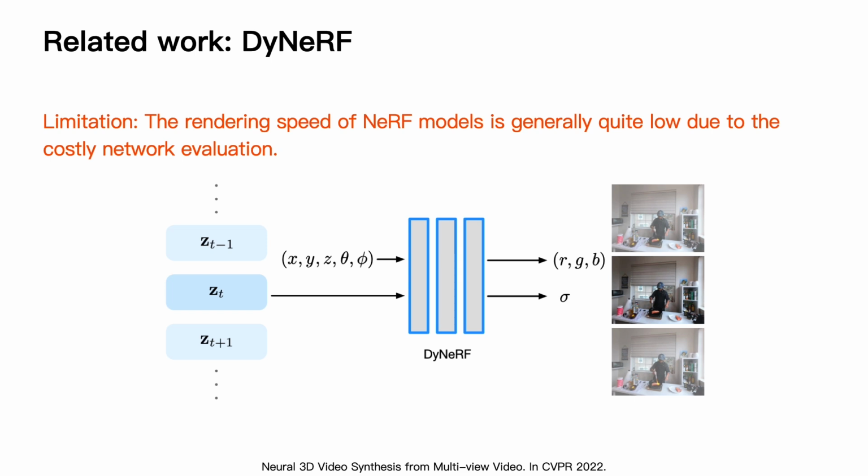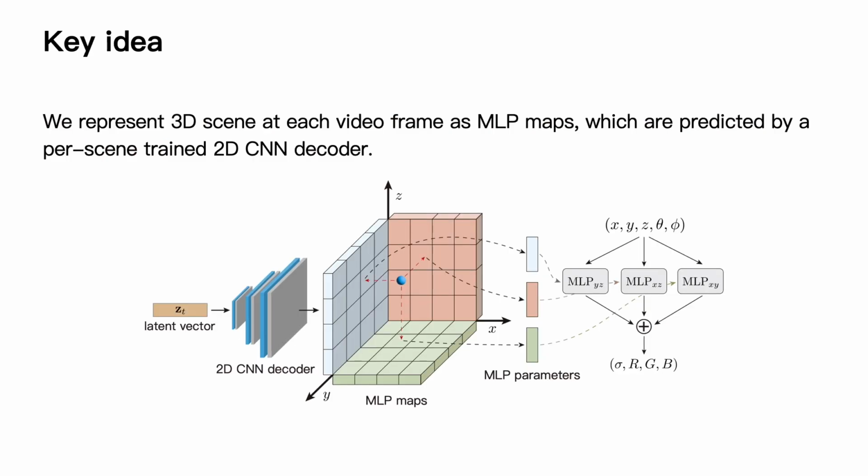A major issue of NeRF models is that their rendering is generally quite slow, because the process requires millions of costly network evaluations. To overcome this challenge, our key idea is representing 3D scene as MLP maps, which are predicted by a per-scene trained 2D CNN decoder. This enables us to represent volumetric videos with a set of small MLP networks, thus reducing the cost of network evaluation and significantly improving the rendering speed.